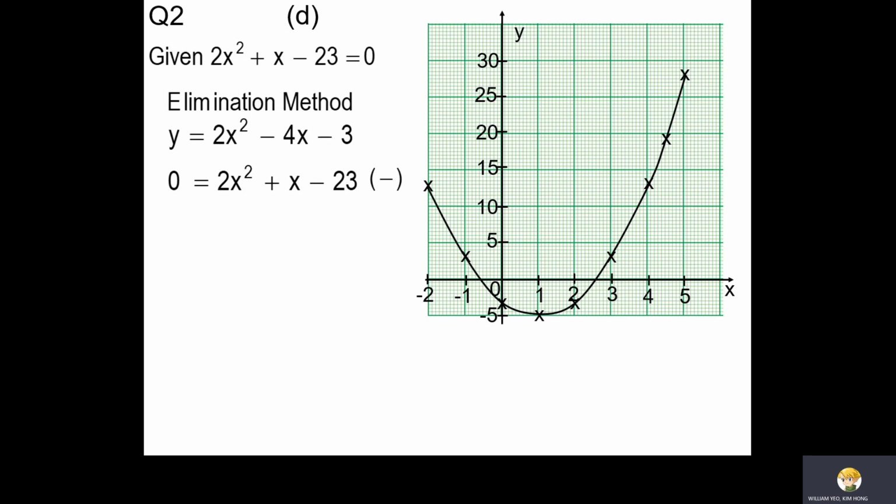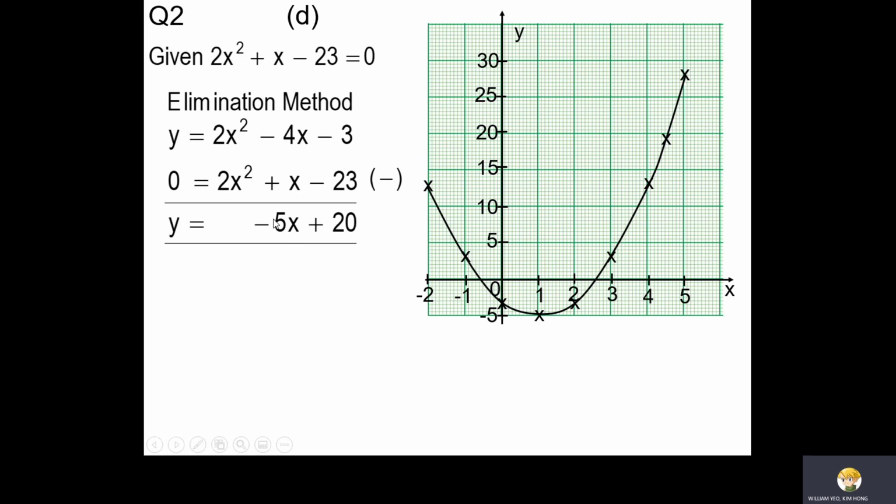If different sign, plus. If same sign, meaning positive, positive, you minus, or negative, negative, you also minus. Now no more 2x squared, eliminated. Negative 4 minus 1, negative 5. Negative 3 minus negative 23 means plus 23. Use a calculator if you are not sure. You get negative 5x plus 20.